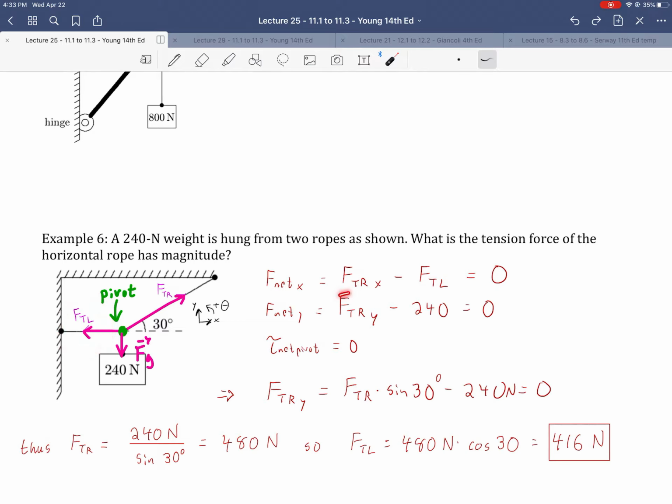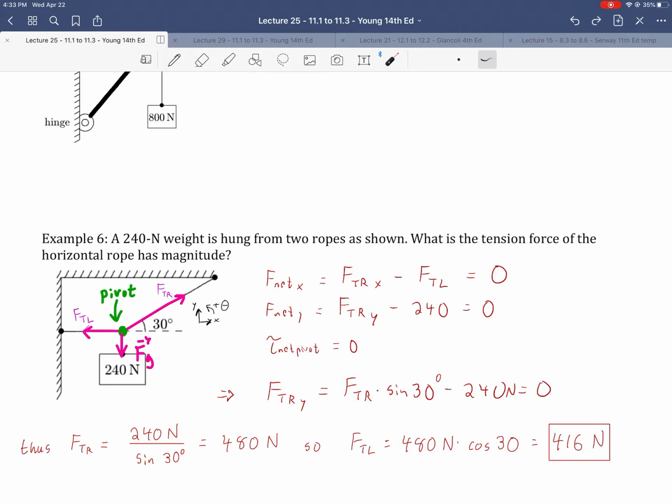And so then I go ahead and I want to solve for FTL. Well, if I look, the FTL shows up in this equation, but I don't know FTR, let alone the x component of FTR. So I've got to do a little bit of work here. The first thing I would do is solve for the vertical component, or the y component, of the right hand tension force. So I'll use sum of forces in the y direction to do that.